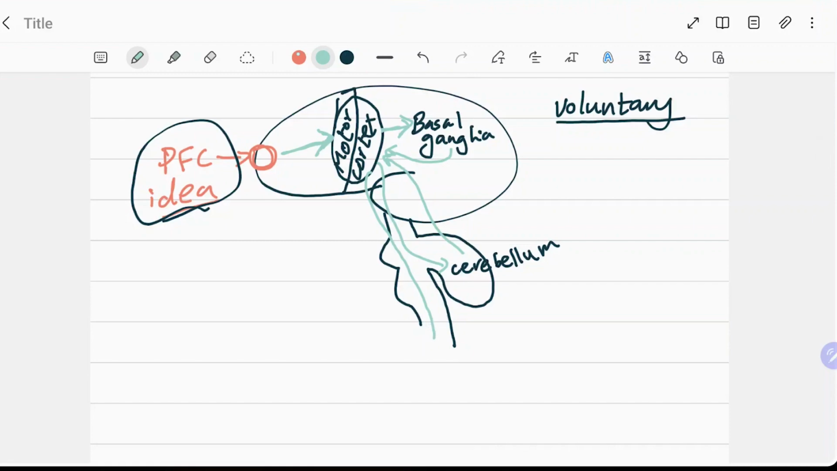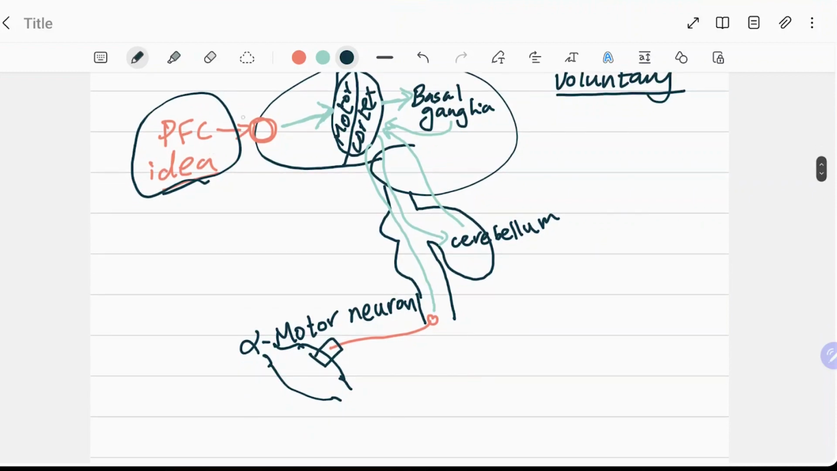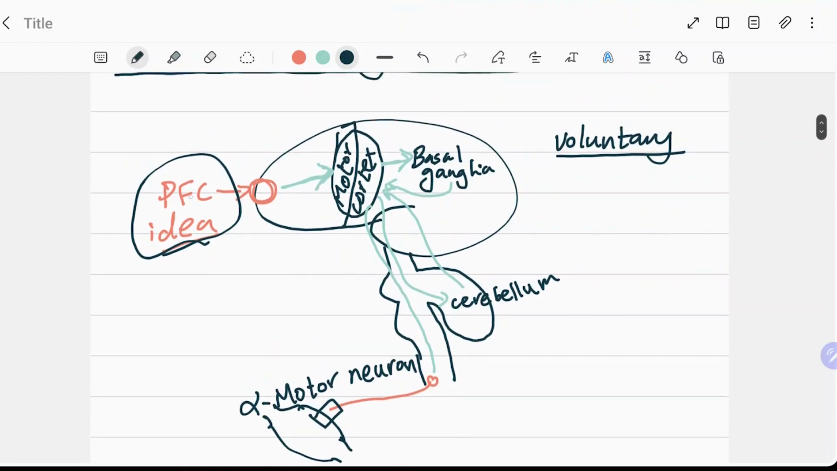Eventually there will be this one particular neuron that is about to come out of the spinal cord, and this is your alpha motor neuron. What do we call this? Alpha motor neuron, which is going to synapse with your muscle over here, the muscle. So here you have the alpha motor neuron which synapses, and we are going to look at this small area over here.